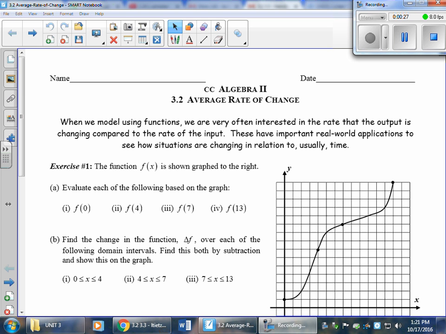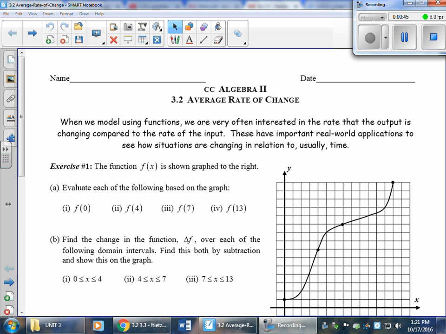So, taking a look at exercise 1, the function f of x is shown graphed to the right. I gave you a graph that you can use in your notes while you work on this problem, so you should either tape it or staple it into your notes at this point. So, evaluate f of 0.